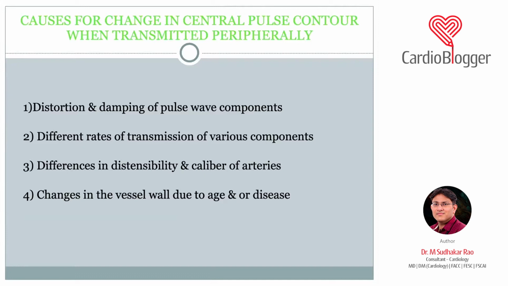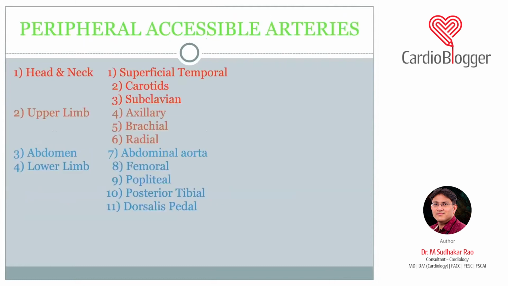And also there is a change in vessel due to the age and the disease process. So these are the various reasons why the peripheral arteries have a different shape and contour compared with the central arteries. Now, which are the various peripheral accessible arteries? We know apart from the head, in the head and the neck, we have superficial temporal, carotids, subclavian.